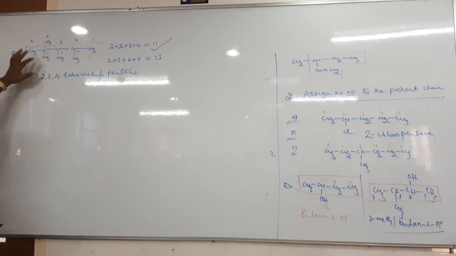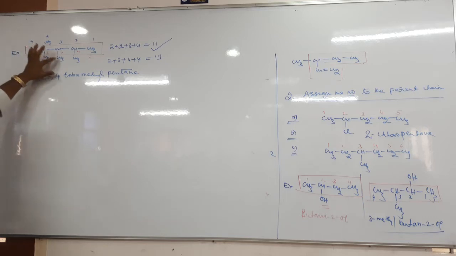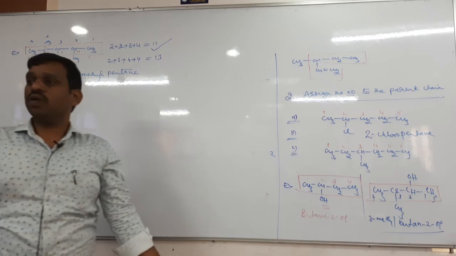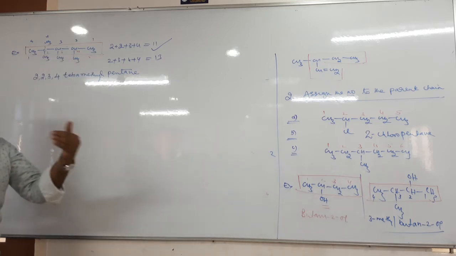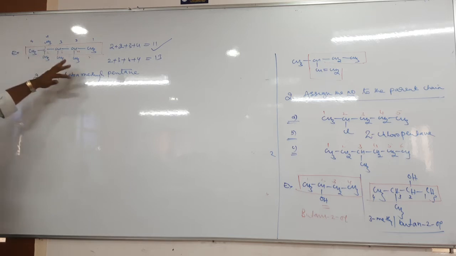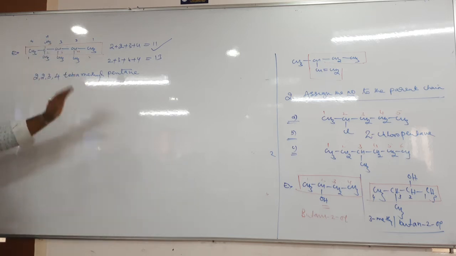The same thing is written here. If the parent chain contains two or more identical substituents, like methyl, methyl, methyl, methyl, then use the numerical prefix di for 2, tri for 3, tetra for 4, penta for 5, etc., before the name of the substituent. Next, fourth rule.